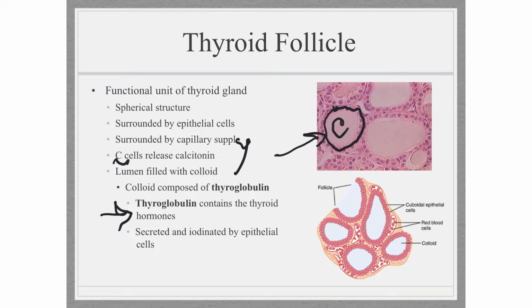Thyroglobulin can be modified into our thyroid hormone, T3 and T4. So this is your follicle. We have our cuboidal epithelial cells, which include some C cells and some thyrotropic cells. We also have capillaries here. We can see the red blood cells have been labeled. But at the center of these follicles lies the colloid, which contains our thyroglobulin, the precursor for thyroid hormone.